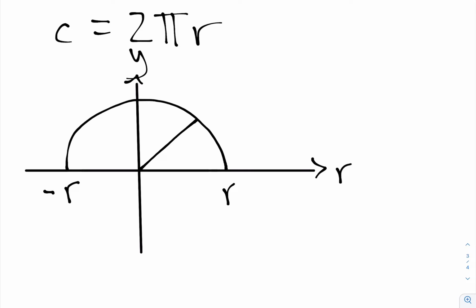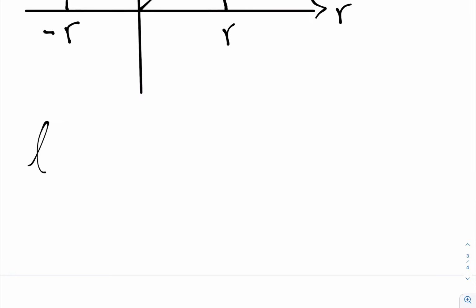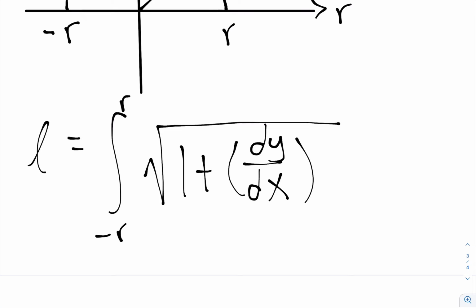Okay, so if we want to use the formula to figure out the circumference, let's just write out that formula. I'm going to write L. That's going to be the integral from negative r to r, right? That's what we just figured out, of the square root of 1 plus dy by dx. And then we can't say dr for this one because our bounds are in terms of r. So we're actually going to write dx. So we're going to integrate this with respect to x.